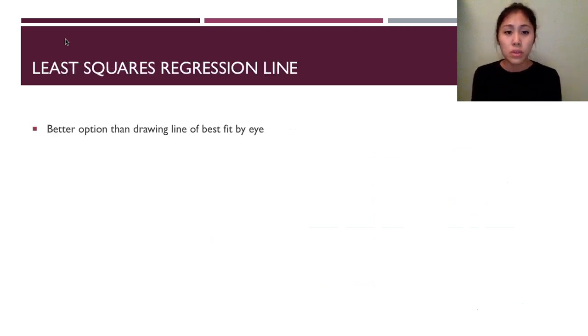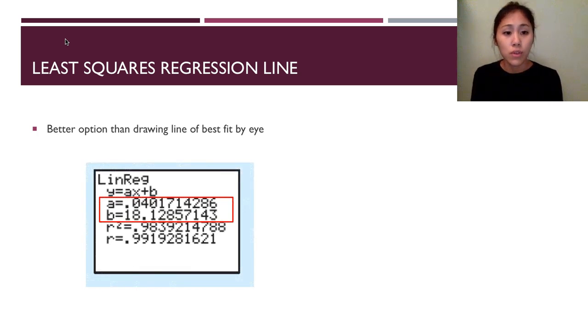Using a least squares regression line is a better option than drawing the line of best fit by eye, right? Because there's definitely going to be subjectivity to what you feel and what another person feels the line of best fit should be. So the least squares regression line is a more calculative way of solving it.